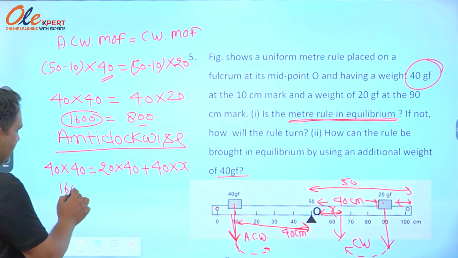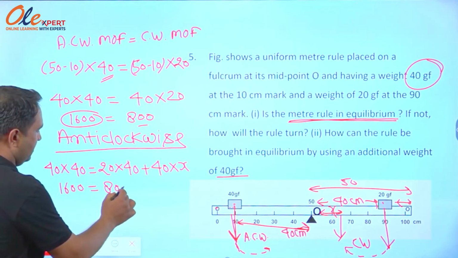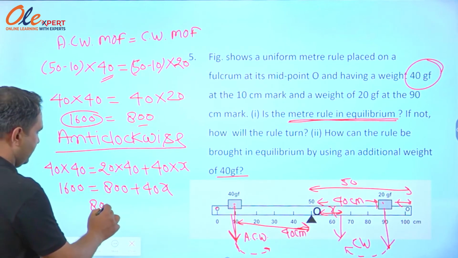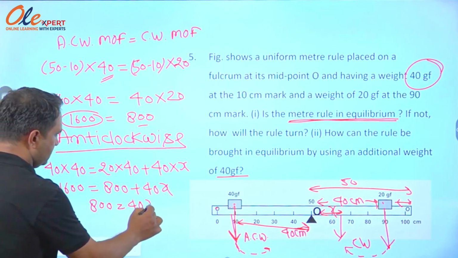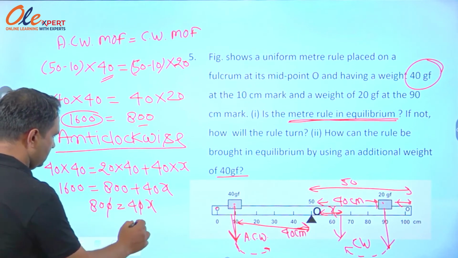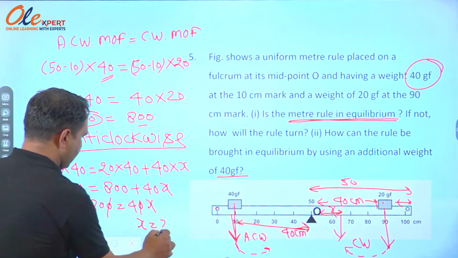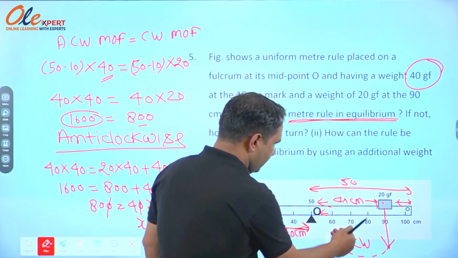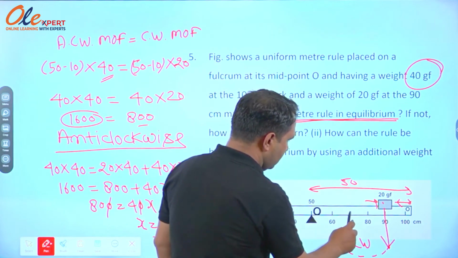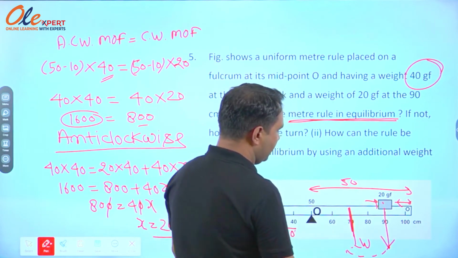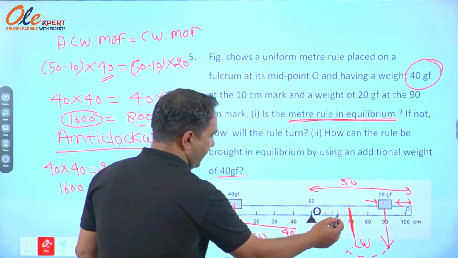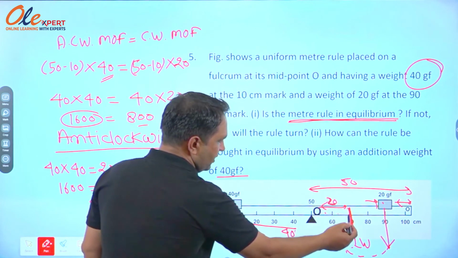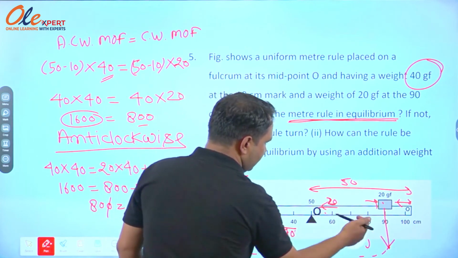So it will be 1600 is equal to 800 plus 40x. So 800 is equal to 40x. So x is equal to 20 centimeter, meaning it should be 20 centimeter from the fulcrum. So it should be hung here at the 70 centimeter mark. 10, 10, 20 centimeter. This is 20 centimeter from the fulcrum. So it will be at the 70 centimeter mark.